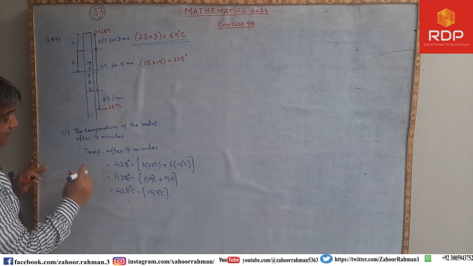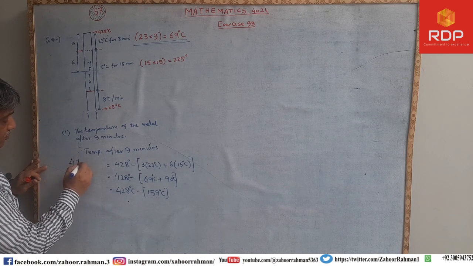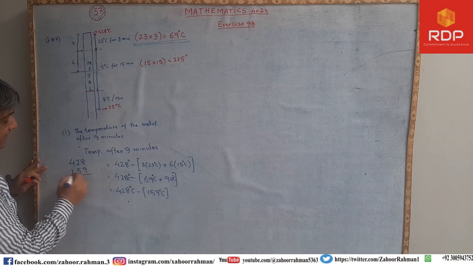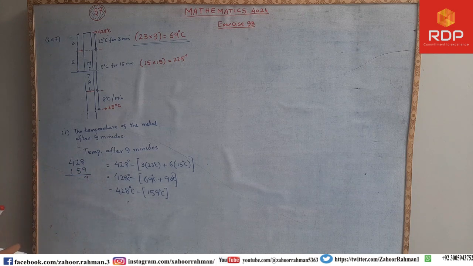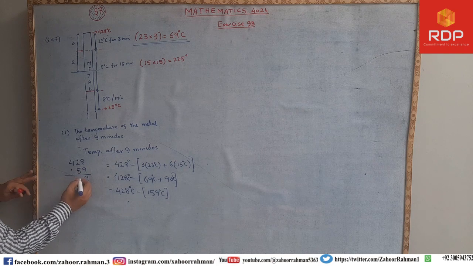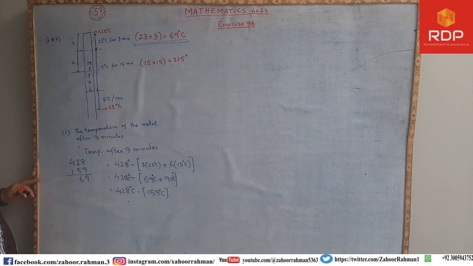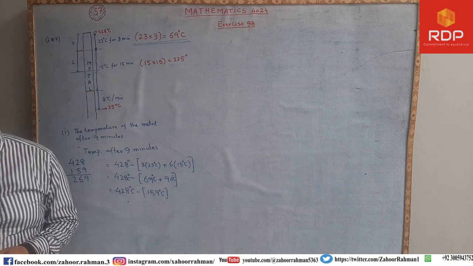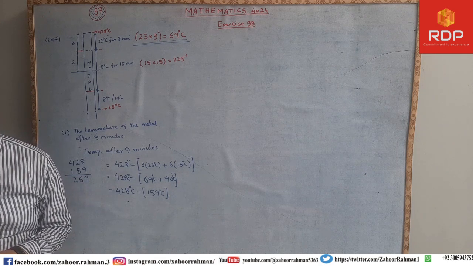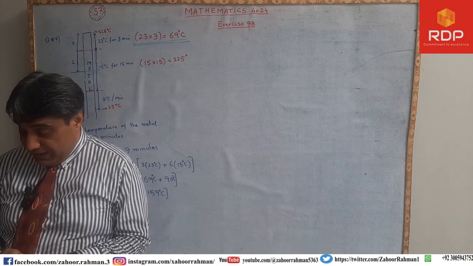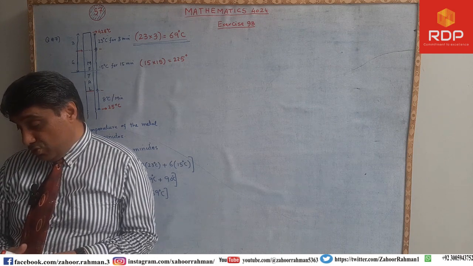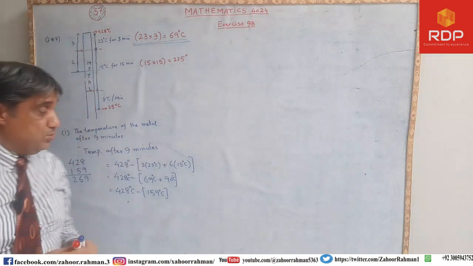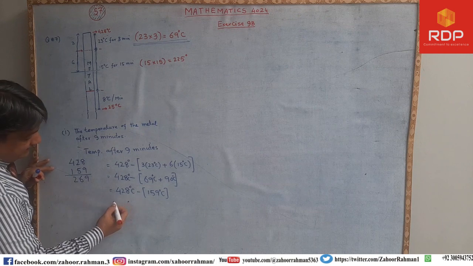And then when we subtract this, 428 minus 159, it will be 9, and this will be 6, and this will be 2. So it means that it will be 4, 23 and 15 to 15. This will be 269 degrees.